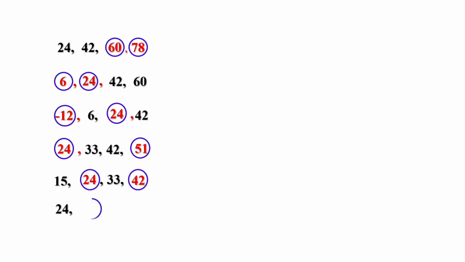The next one: 24, the second term is missing, the third term is missing, and the last term is 42. What is the difference between the fourth term and the first term? That is 3 times the common difference. And now, what is the difference between 42 and 24? That is 18. So 18 is 3 times the common difference. So the common difference equals 18 by 3, or 6. So adding 6 to the first term, we will get the second term as 30. Again adding 6 to it, we will get the third term as 36.